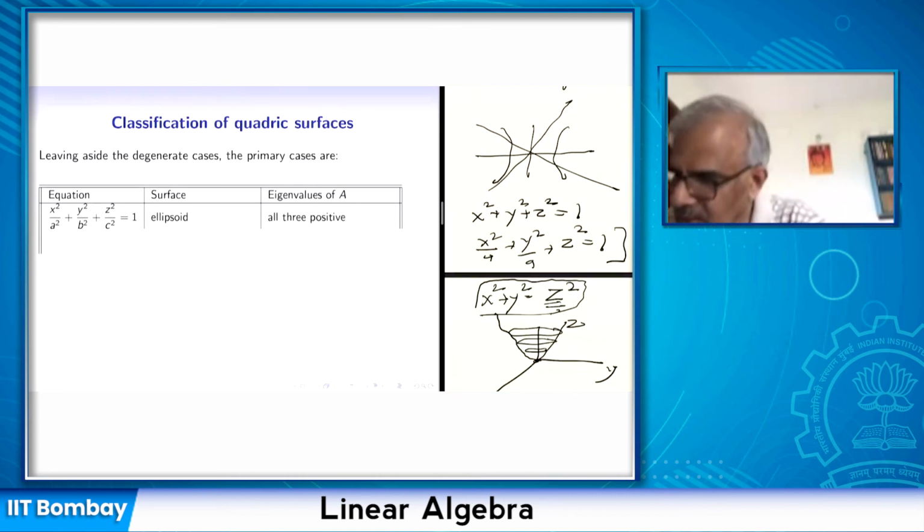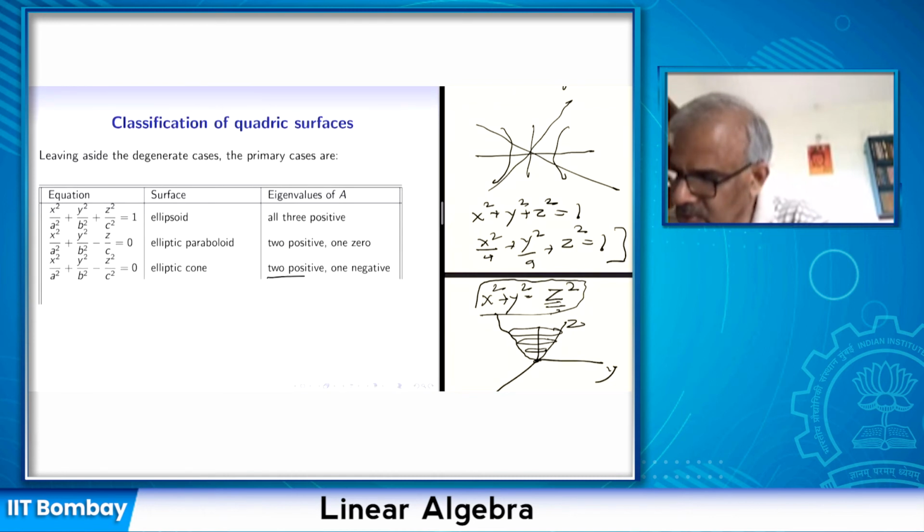When all three eigenvalues are positive, we get an ellipsoid. Just like when both eigenvalues were positive in the case of two variables we got an ellipse, now we will get an ellipsoid. When two are positive and one is 0, then we will get an elliptic paraboloid. The equation will become like this.